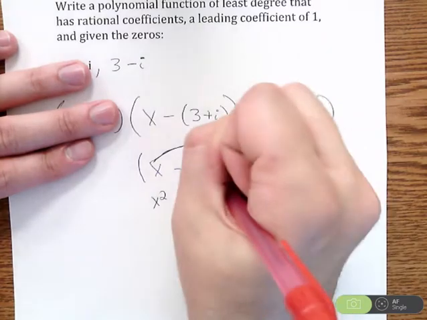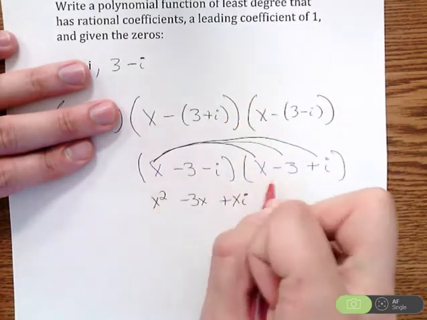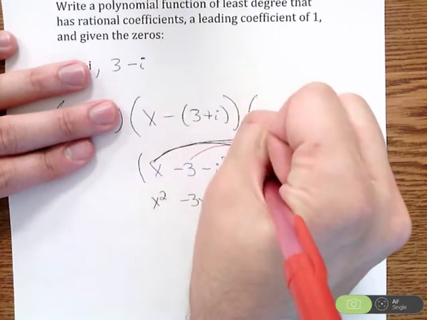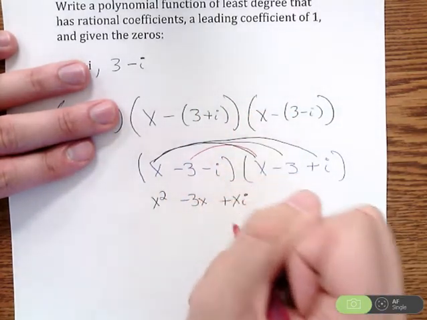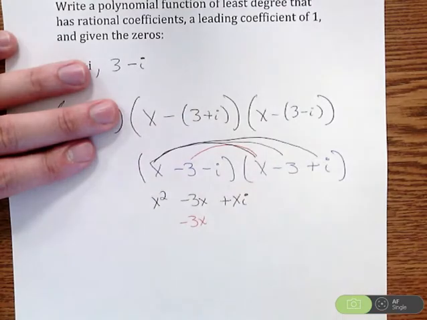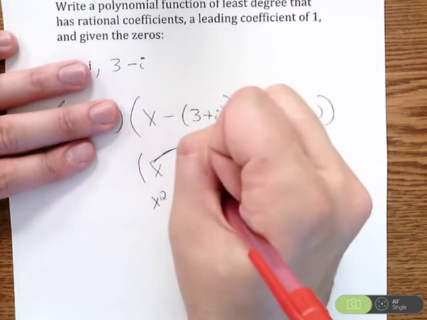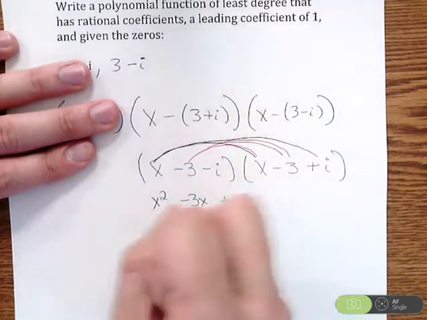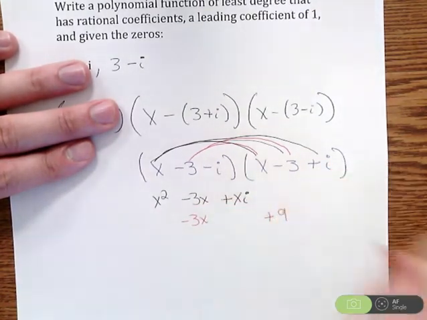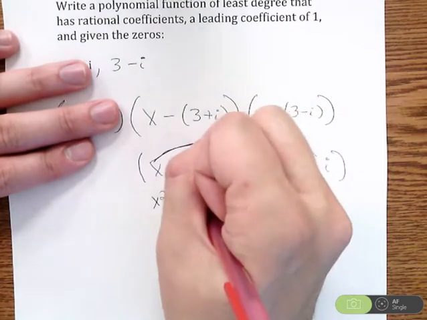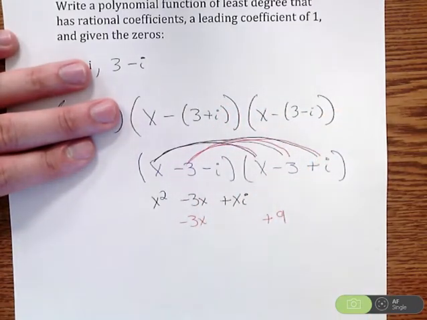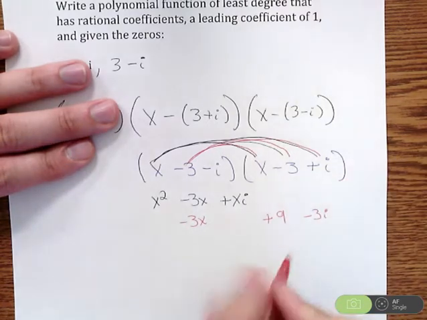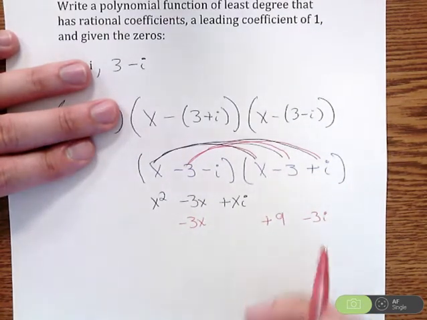Next, I'm going to take the -3 and distribute it through. -3 times x is -3x. -3 times -3 is 9. I'm going to line that up since there's nothing else similar to it down here. -3 times i is going to be a -3i. Since there's nothing else similar to that over here, I'm going to leave it down there.